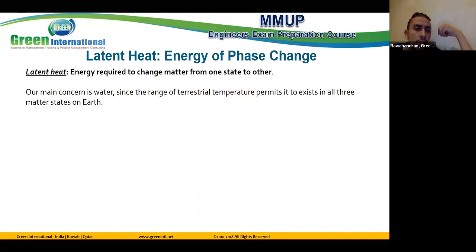What is latent heat? Latent heat is the energy required to change matter from one state to another. The definition is very important, okay? It may not come as a direct question, but sometimes a question comes that can be answered by understanding this definition of latent heat.